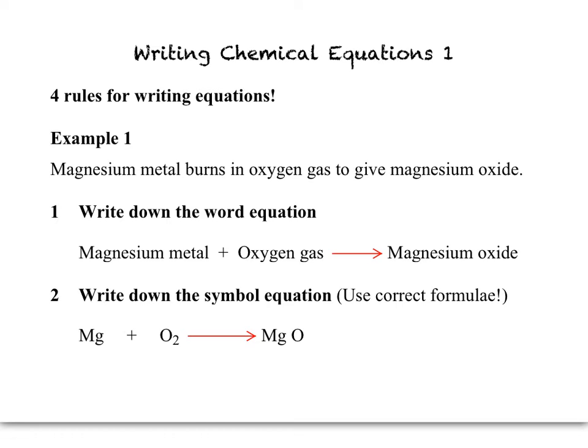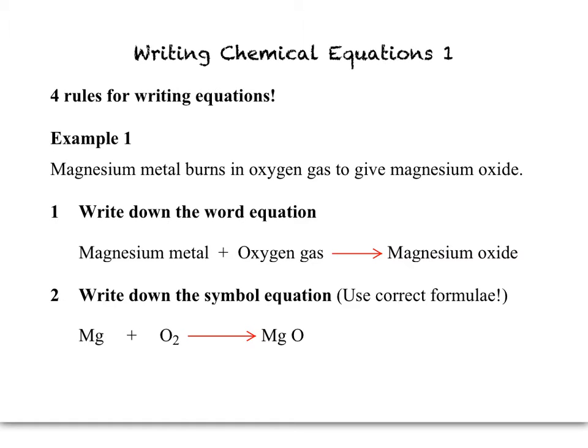Writing chemical equations. There are 4 rules for writing chemical equations. These are best described with an example. Example 1. Magnesium metal reacts with oxygen gas to give magnesium oxide. Rule 1. Write down the word equation. Magnesium metal plus oxygen gas reacts to give magnesium oxide.